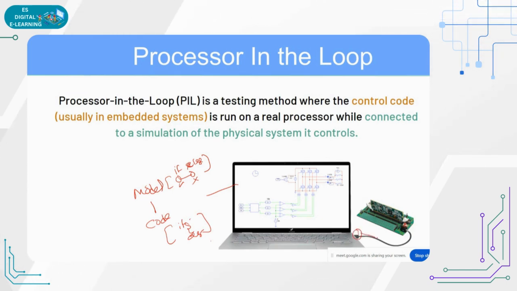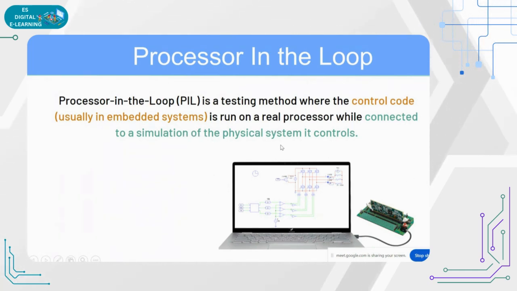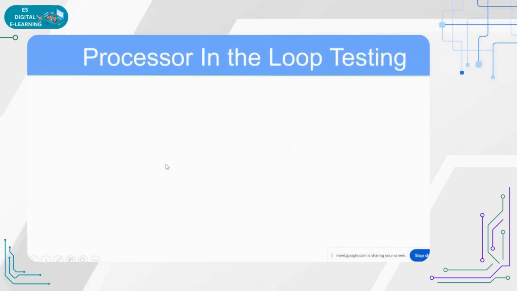So I connected this directly to the controller, with the help of tools or any protocol like UART or CAN. So we are running the model, and whatever the model or code is implemented, we are just ensuring whether it is working on the controller or not. It is a method where the controller code is run on the real processor while connecting to a simulation of the physical component. It is controlled.